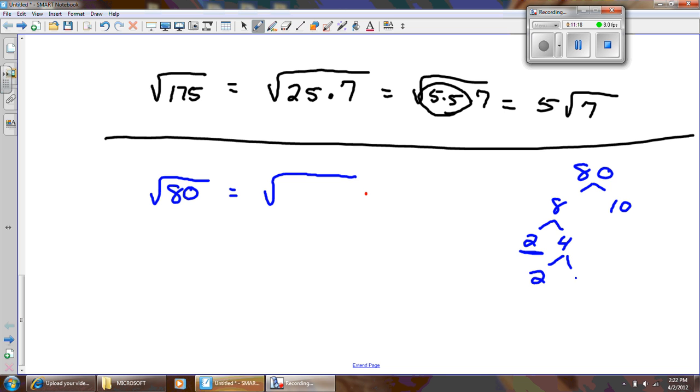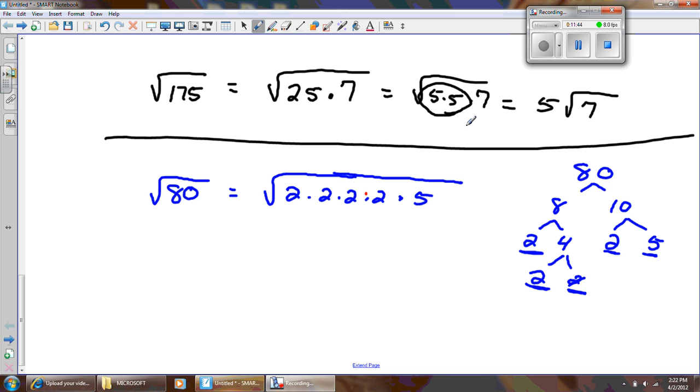4 is 2 times 2, 10 is 2 times 5, and the trick is you have to underline everything that gets to a prime number. Every time you get a prime number, you have to underline. So it looks like I have 2 times 2 times 2 times 2. Looks like there's 4 2's underlined, and then a times 5.